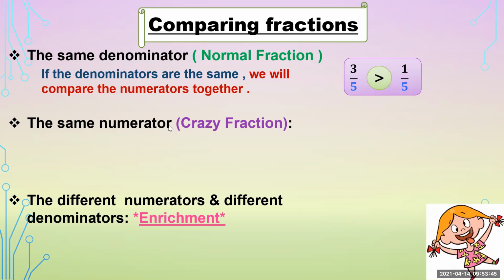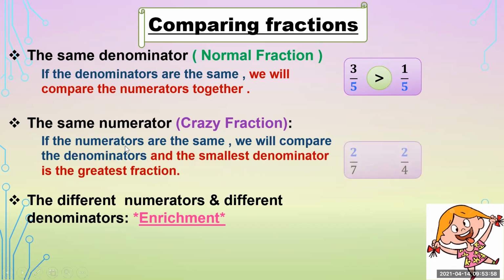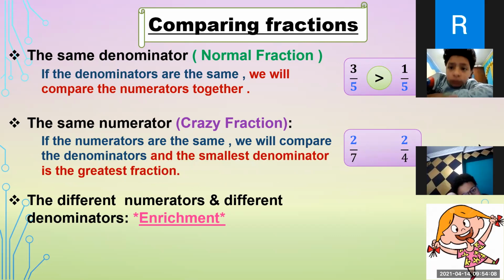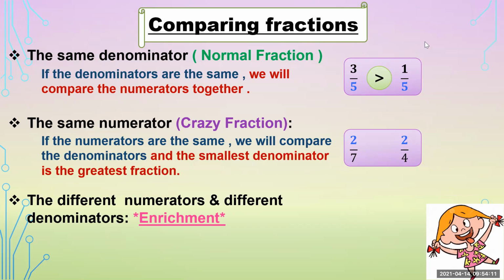We have another type, it's called crazy fraction. In crazy fraction we have the same numerators. If we have the same numerators, we will call it crazy fraction. Why do we call it crazy? Because in crazy fraction, we see that the big is small and the small is big, okay? We have here the same numerators. So the smaller denominator will be the bigger one.